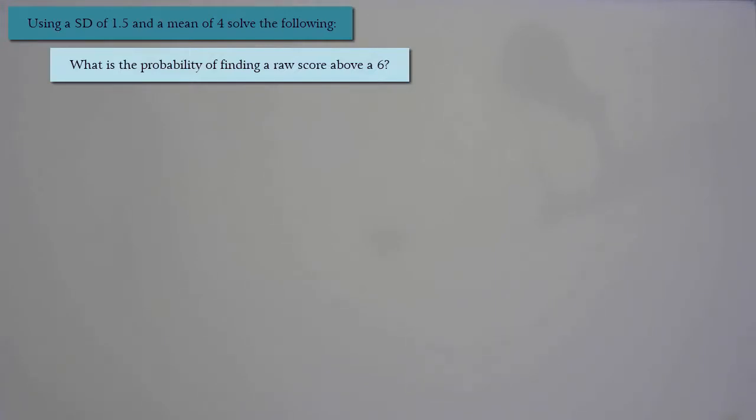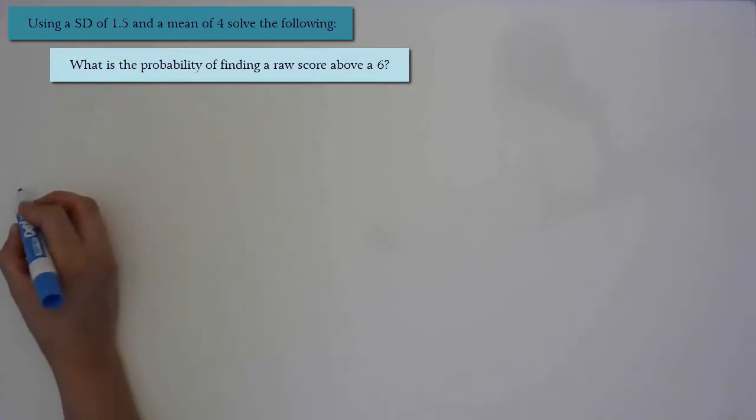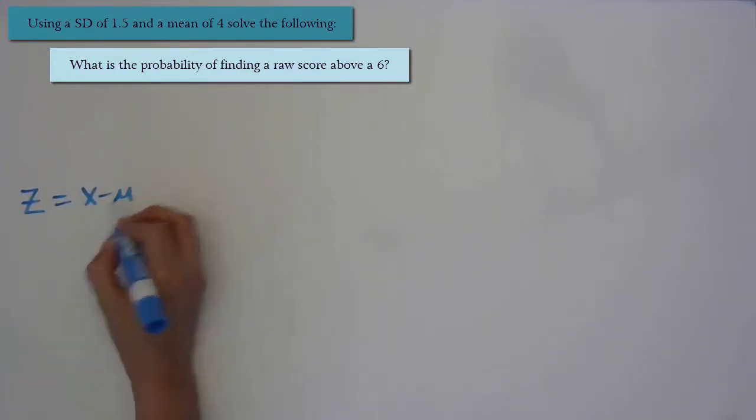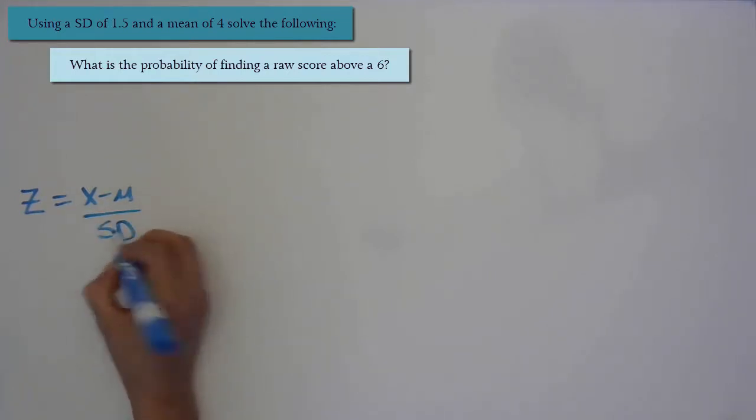Using a standard deviation of 1.5 and a mean of 4, solve the following. What is the probability of finding a raw score above a 6? Okay, so our first step is going to be to find that z-score. So the formula for finding a z-score, if you remember, is x minus m over the standard deviation.